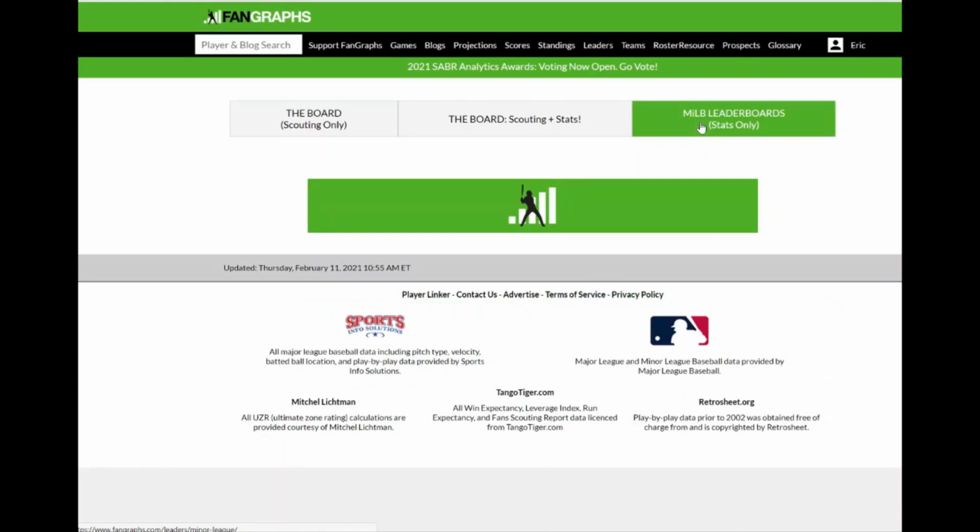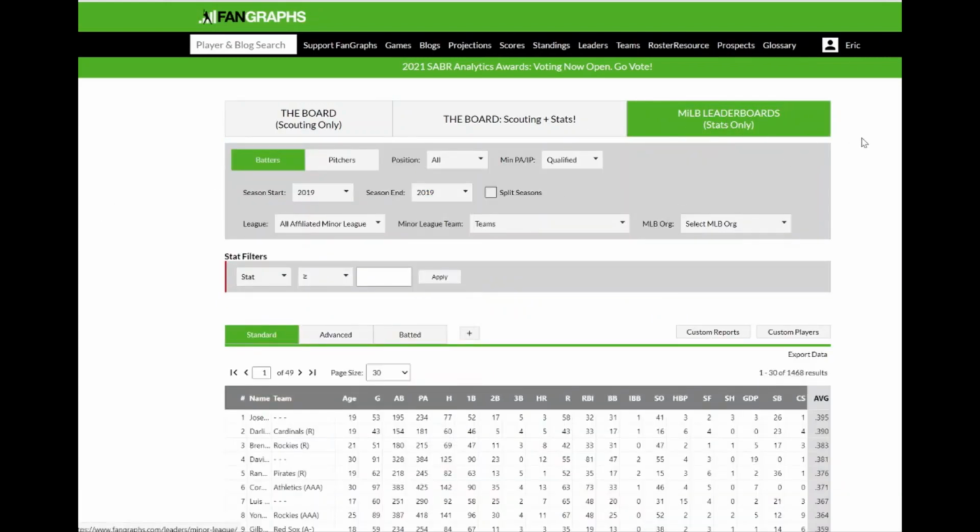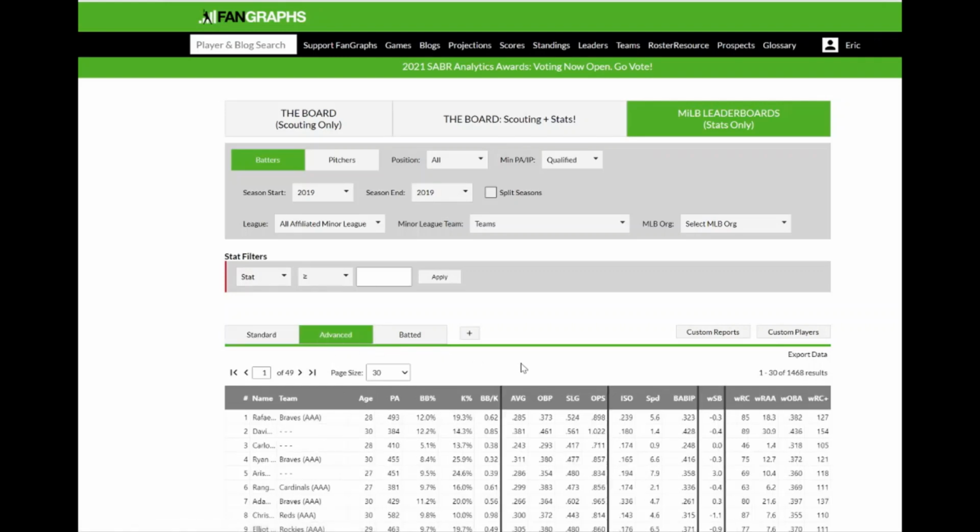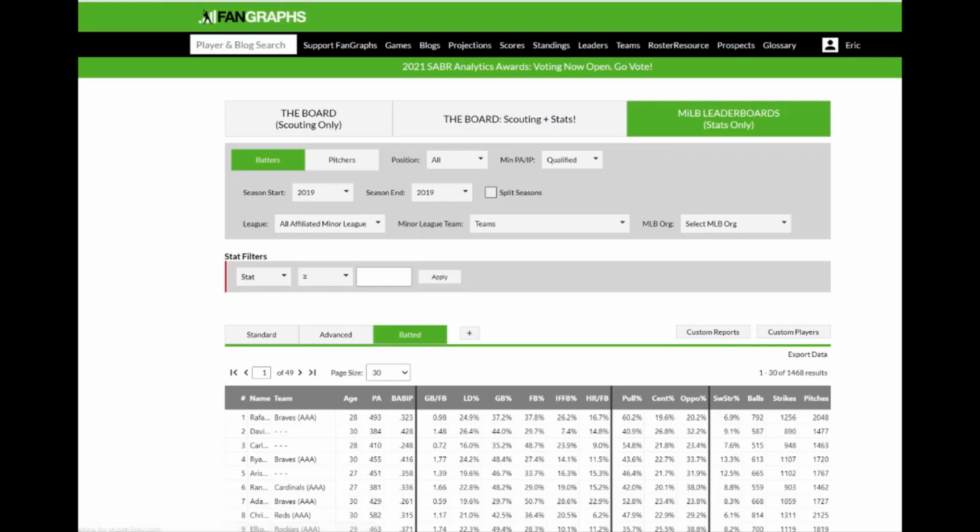One of them looks a lot like our minor league leaderboards from the past. It's sortable. You can do custom reports, but it's all stat-based. It's got the standard suite of minor league stats that you're used to seeing here on FanGraphs. It's a great place to look at minor league swinging strike rates. I think it might be the only place to do that on the internet, but it is all stat-based.